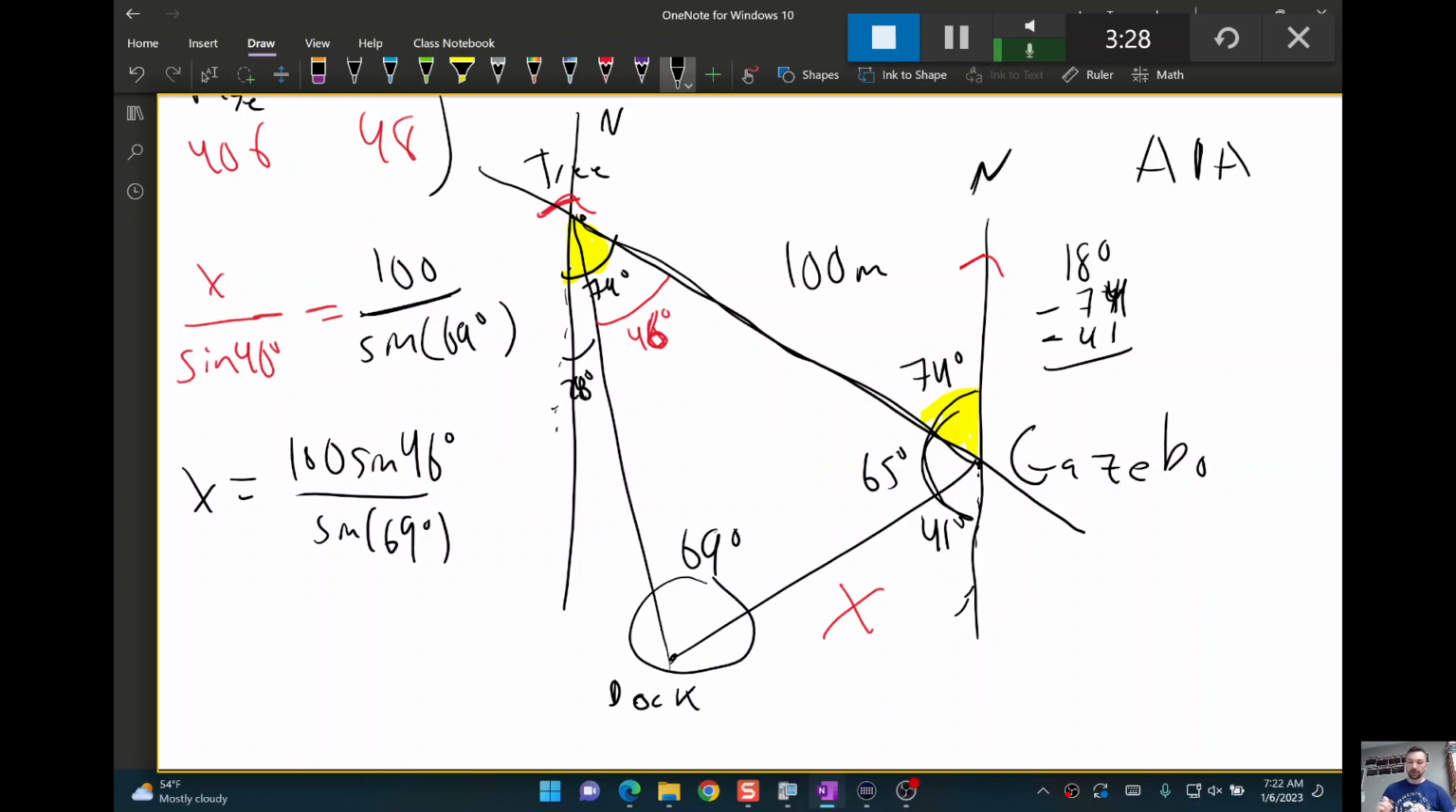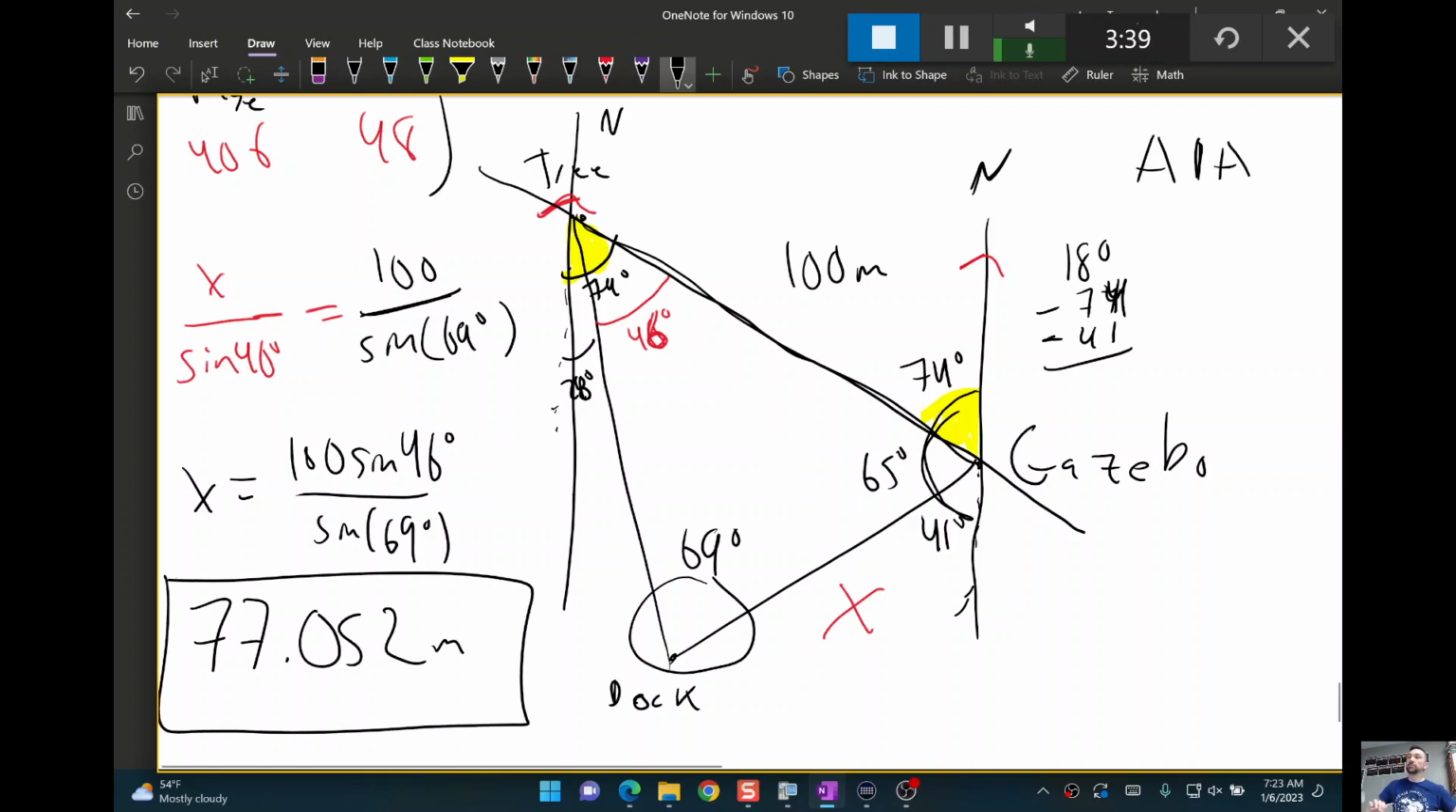So it should just be a matter of plugging that in, making sure that the answer seems realistic. If it doesn't, you might check some parentheses. You might check to make sure that you're actually in degree mode. Since this is degrees and this is degrees, your calculator needs to be in degree mode. But it looks like it's about 77 meters. That's what I would expect it to be.